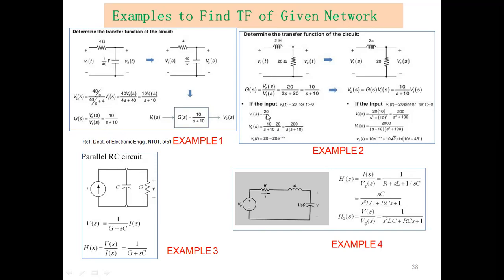If we are having 20 by s as V1 of s, so V2 of s क्या होगा? Again, using the voltage divider rule, total voltage into that resistance upon the total resistance. So you will get 10 upon s plus 10 into total voltage 20 by s. So you will get this equation. You can write this equation in the form of 20 minus 20 e to the power minus 10 t. How are we taking this? Because in the Laplace transform, we know e to the power at का Laplace transform क्या है? 1 upon s minus a.